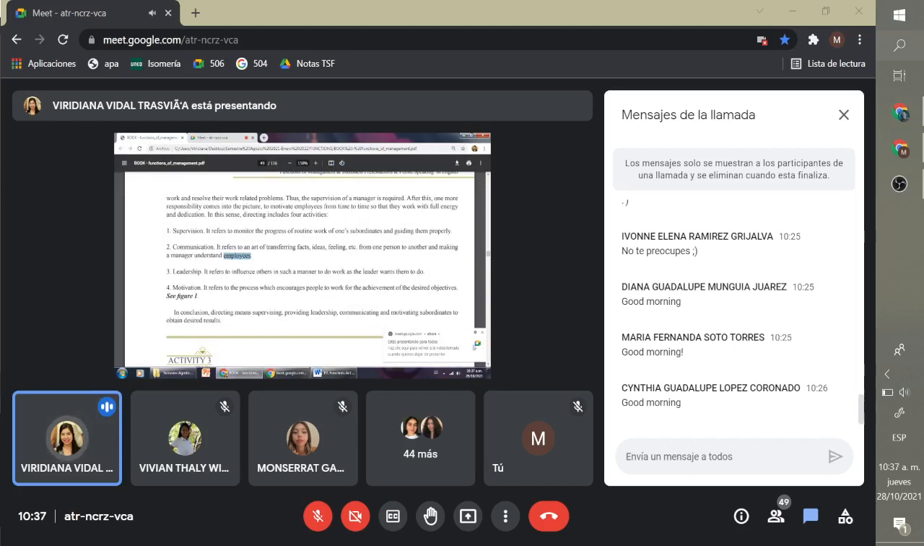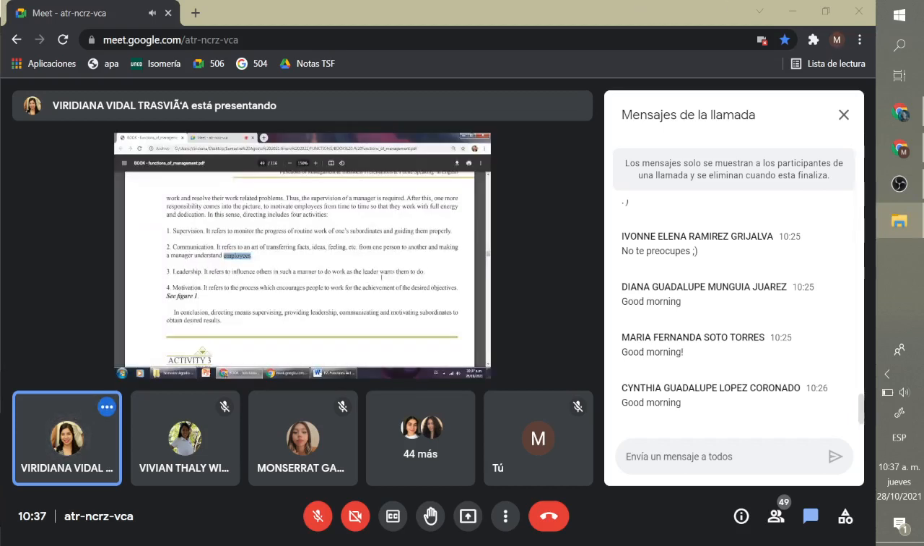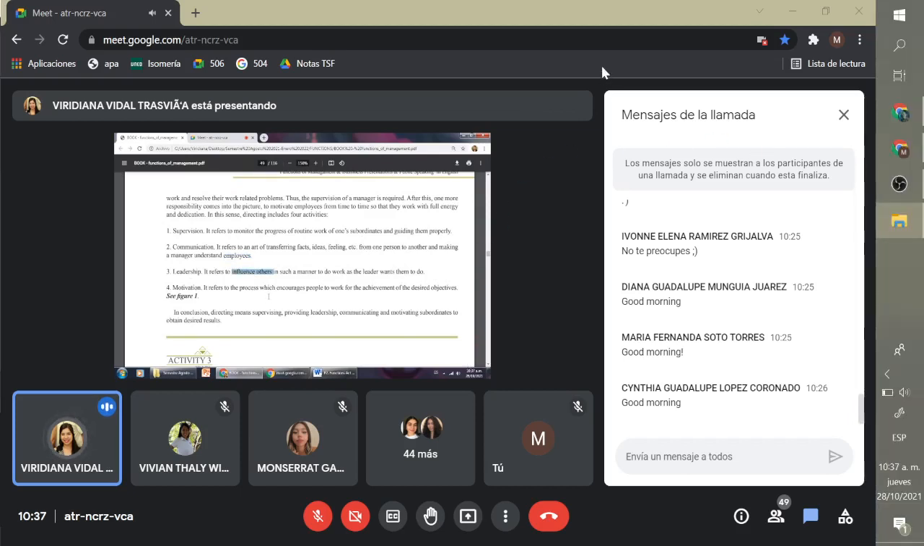Now, the leadership. Leadership refers to influencing others in such a manner to do work as the leader wants them to do. Influence others. This is the main idea. To inspire. Okay, the leader has to inspire. And motivation. It refers to the process which encourages people to work for the achievement of desired objectives.